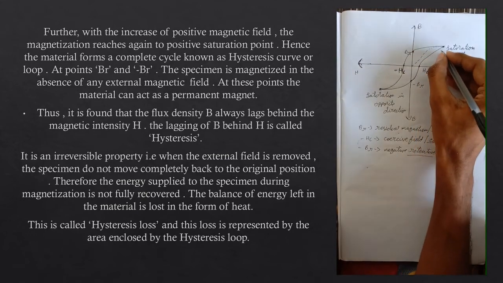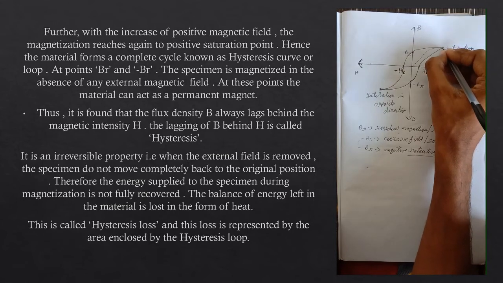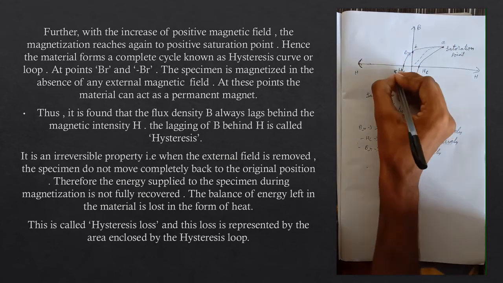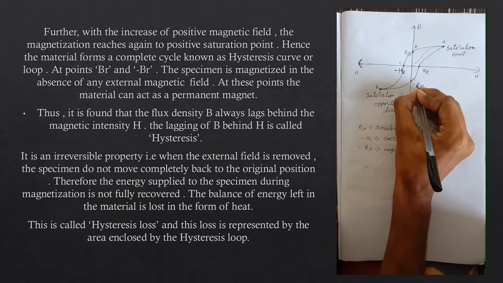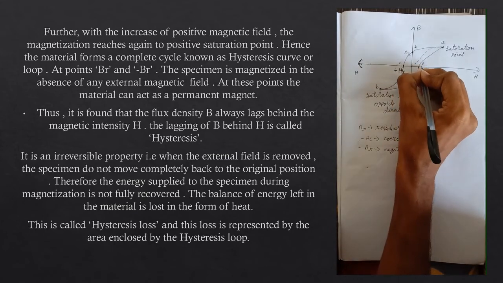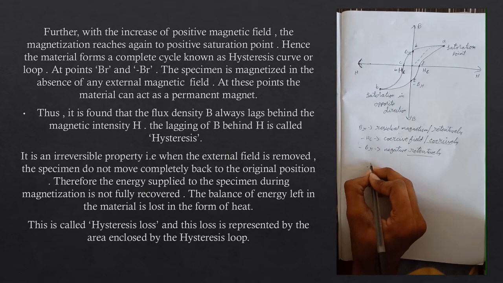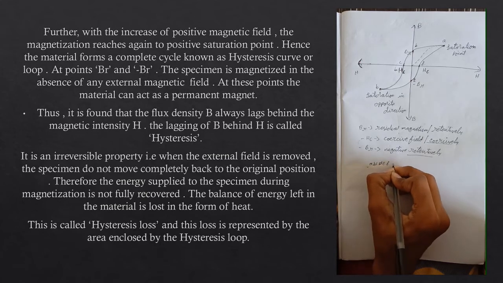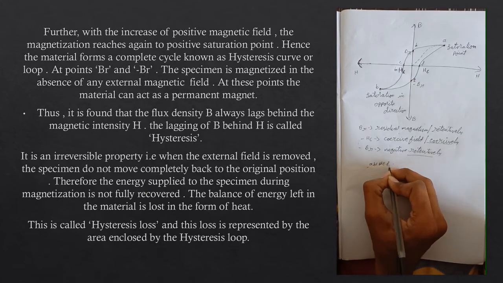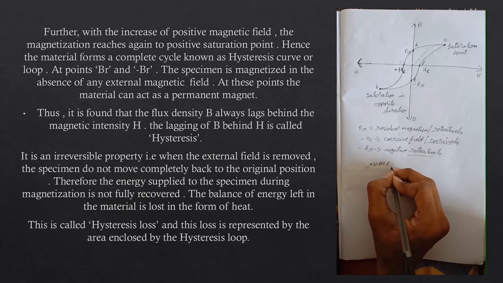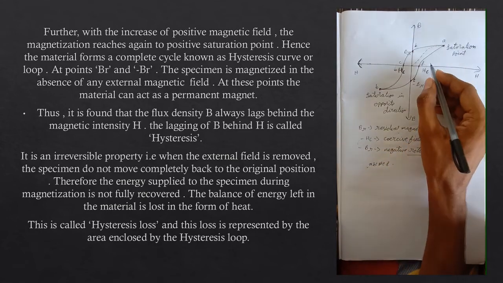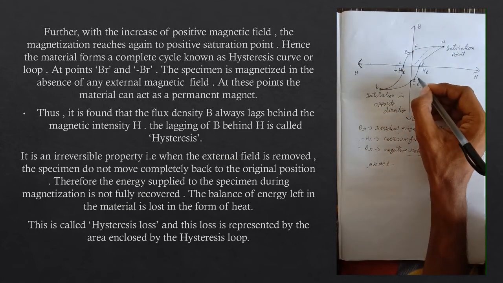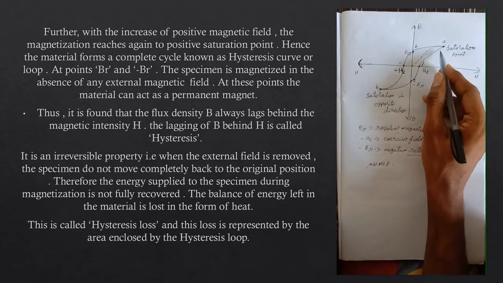I am now labeling the points on this curve: this is the initial point A, and then B, C, D, E, F. We find that the curve A, B, C, D, E, F creates a loop, and the area enclosed by A, B, C, D, E, F is called the hysteresis loss. When we repeat this process of increasing and decreasing the magnetic field in the material, it again creates the same loop.